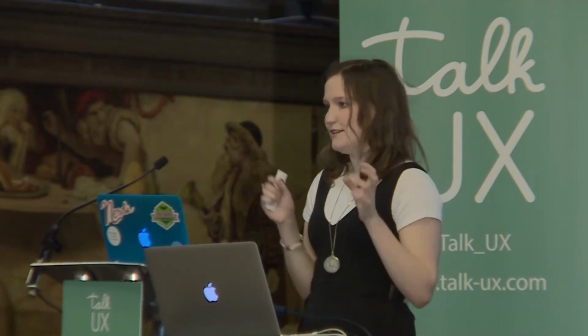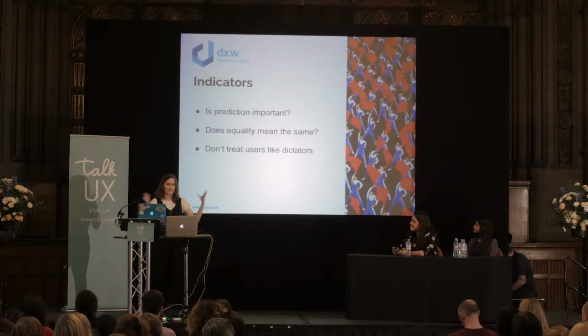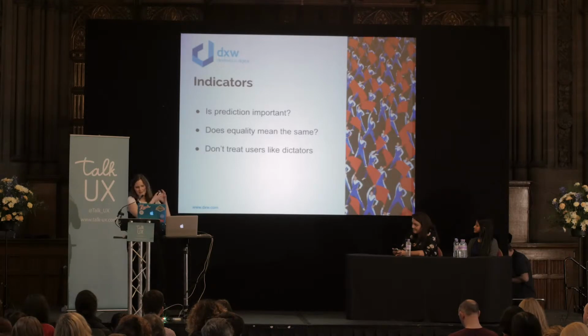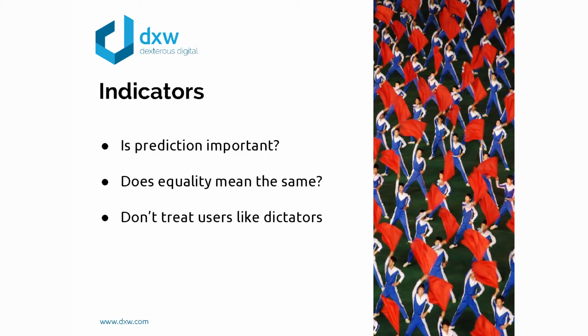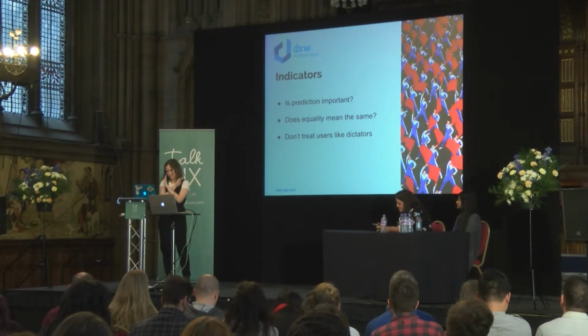No. Okay, so what are the indicators of these two approaches? These two approaches can happen in one single project. Don't think they're opposites. They can happen in parallel, they can happen contradictorily, or they can happen together in harmony, almost. So I ask these questions. Is prediction important to people and why? Does equality always mean the same? And don't treat users like dictators, and that means both don't be a dictator yourself and don't let the users dictate to you. Dictatorship is bad.